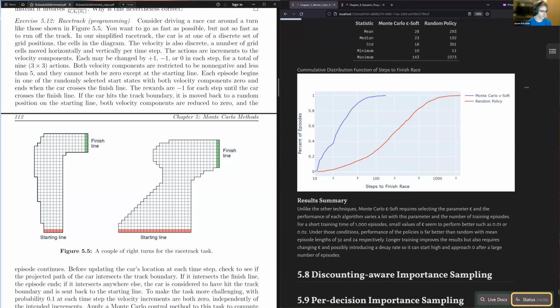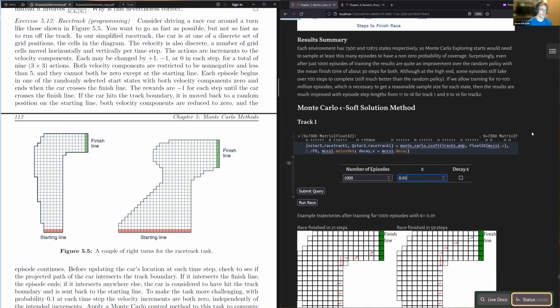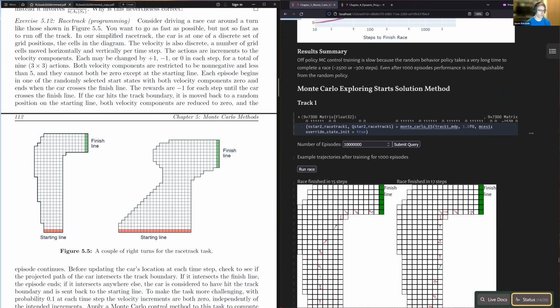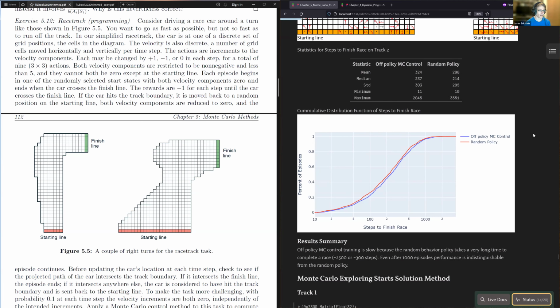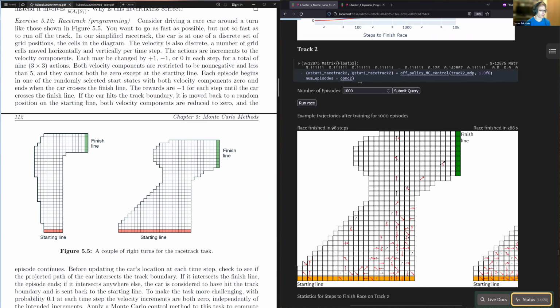So yeah, those are three methods. The off policy method, I couldn't really get to work. And I think in practice, it would probably take a lot more episodes for this method to work. Yeah, I don't know. I did try it for a lot more episodes even than this, and it still wasn't really much of an improvement.